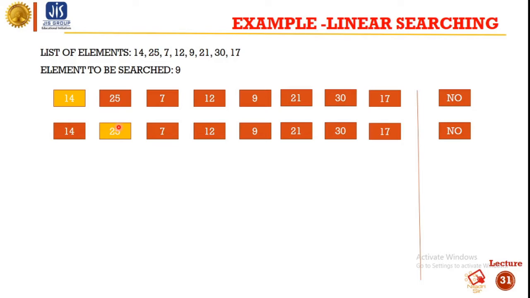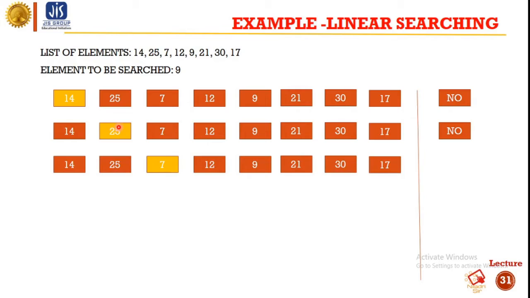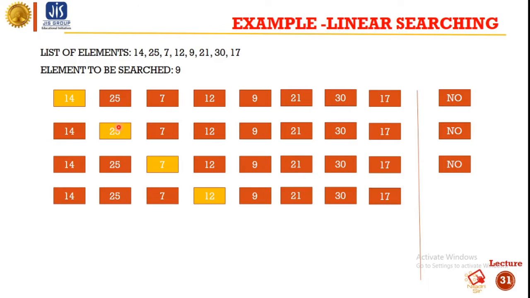Next we will move to the next position, that is 7. So we are now at the third position. We'll check whether the element in the third position is equal to the searching element, that is 9, or not. The answer is no. Next we will search the fourth element, that is 12. It is not equal to 9, so the result will be no.